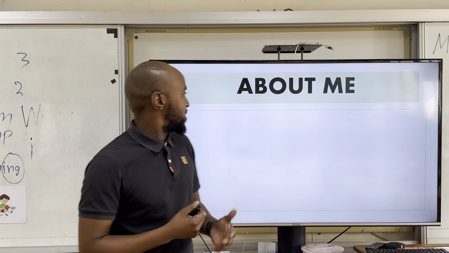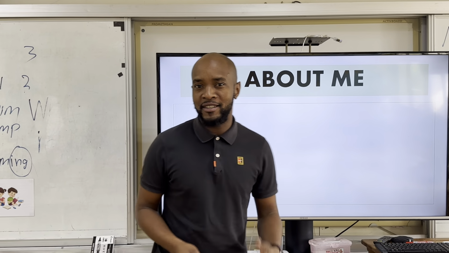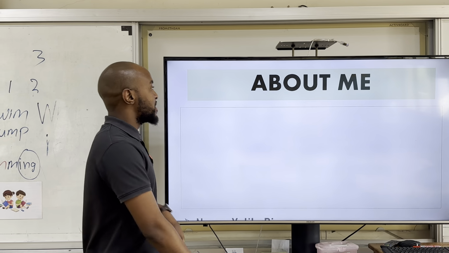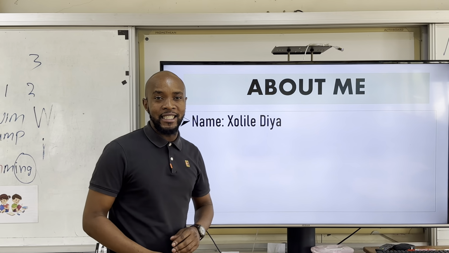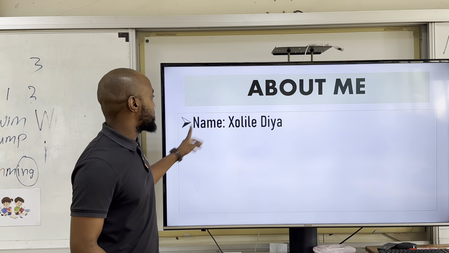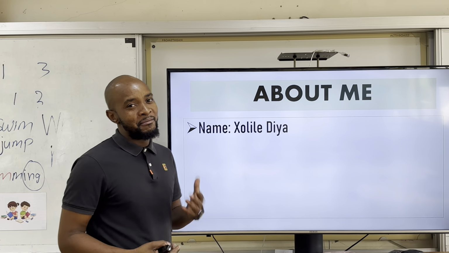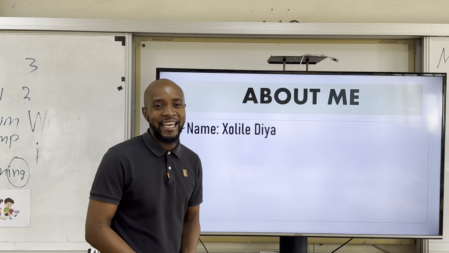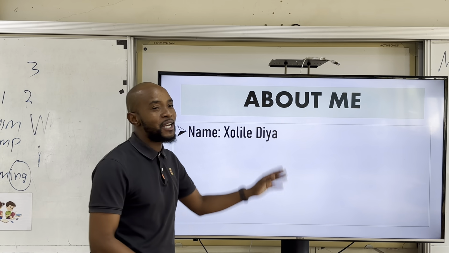I would like to share more information about myself. So, my name is Olile Dia. I know it's a bit hard to actually pronounce the X, but in South Africa we say Olile, and then my surname is Dia.